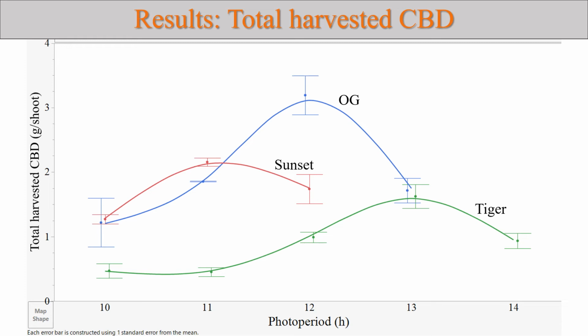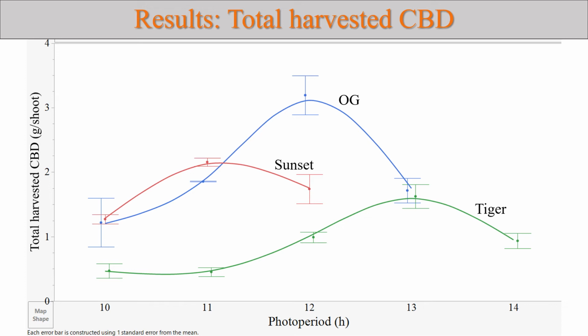Now this figure gives us a pretty clear answer if we were growing strictly for extraction. Whereas if we only cared about the total harvested CBD per grams or per shoot, then an 11-hour photoperiod would be used for sunset, a 12-hour photoperiod would be used for OG, and a 13-hour photoperiod would be used for tiger, because these were the highest producers of CBD. However, what we found was more mature and typically denser inflorescences in photoperiods shorter than where CBD synthesis and accumulation is highest.